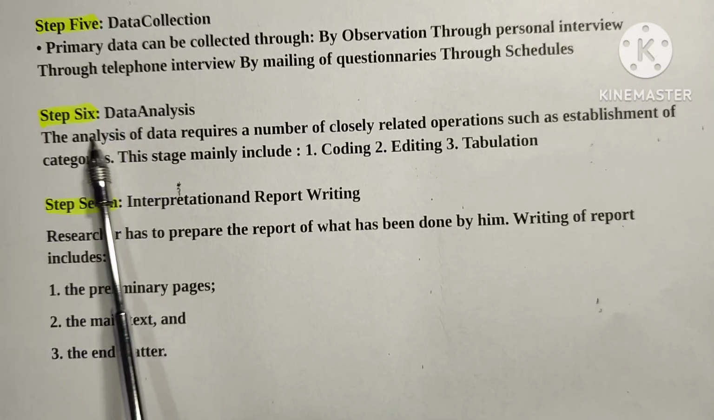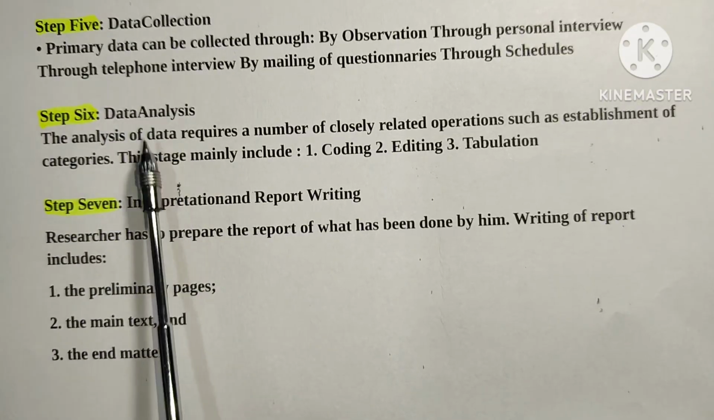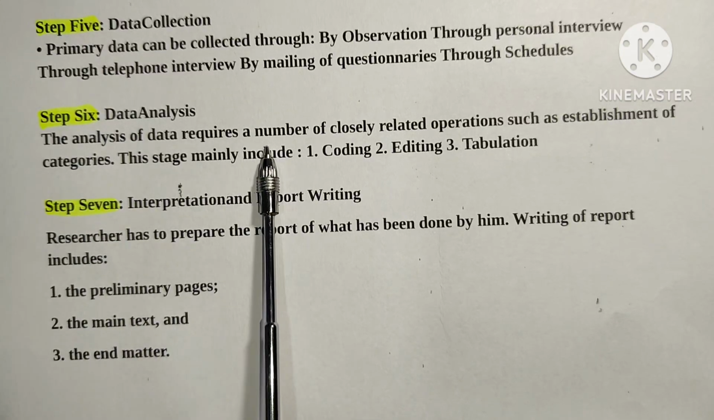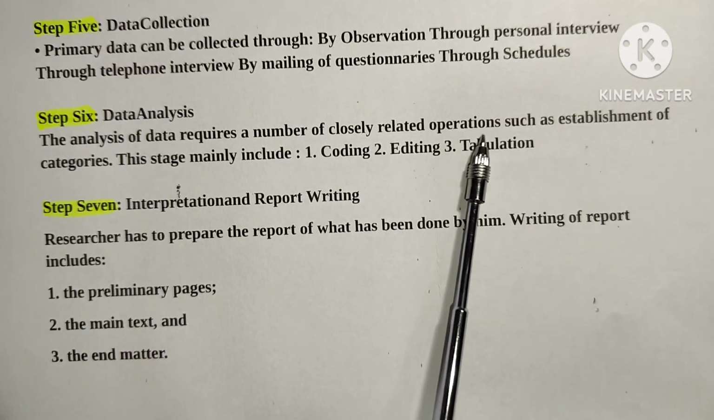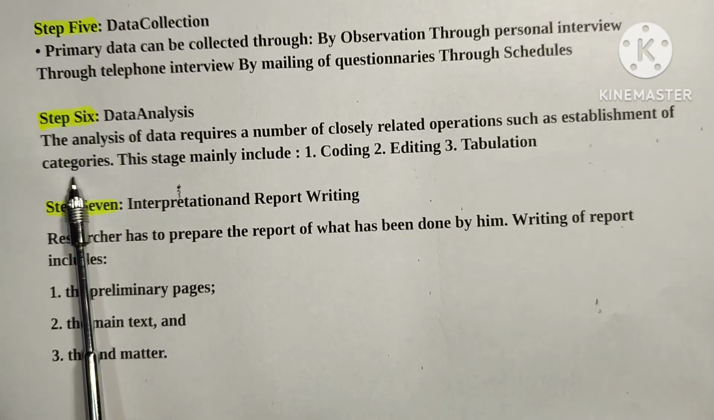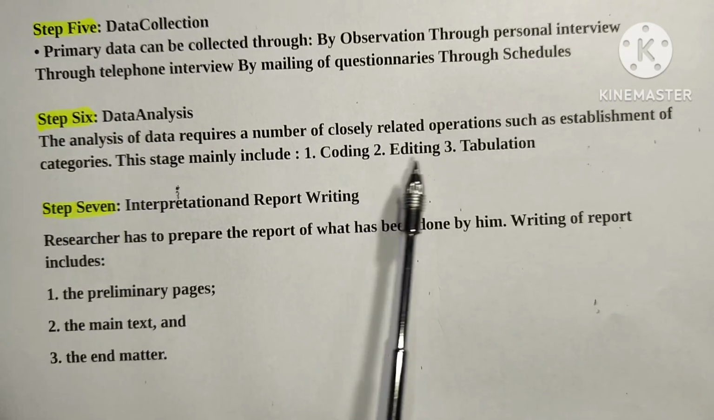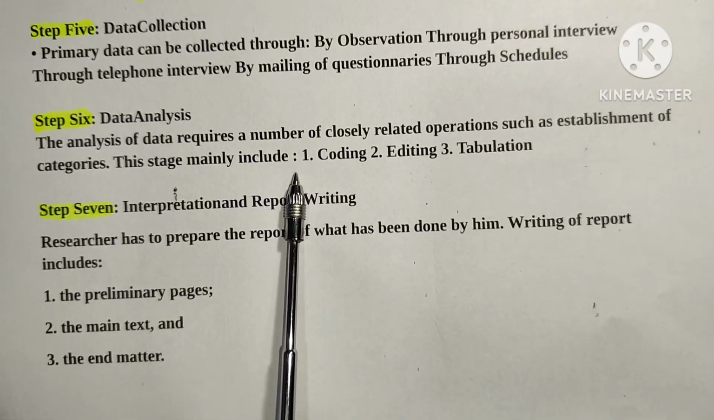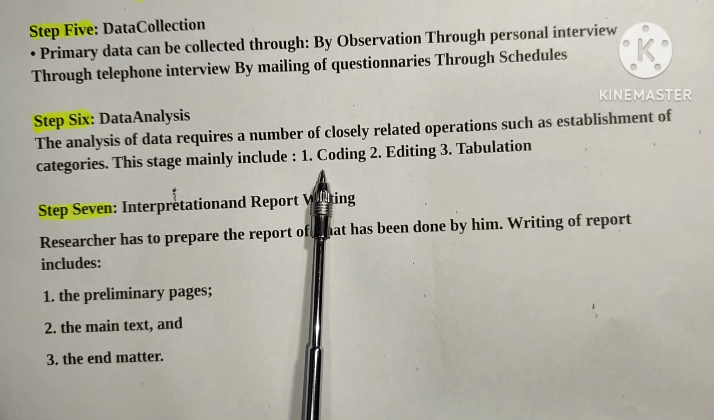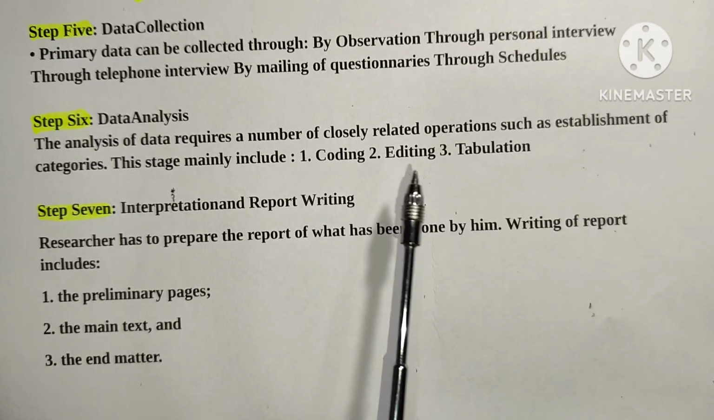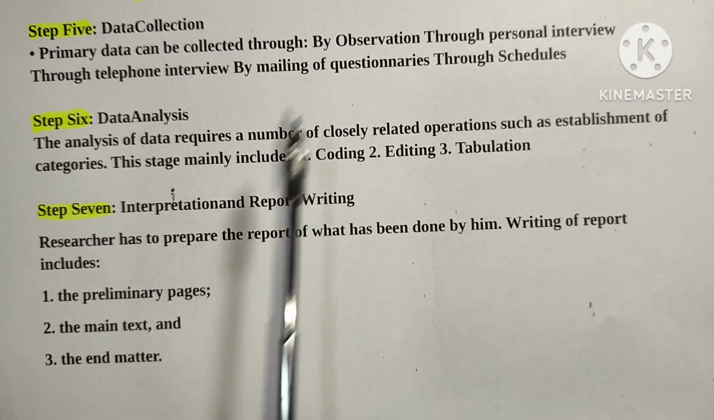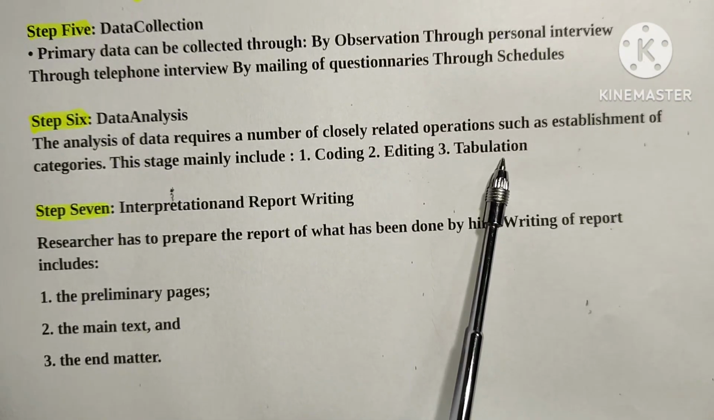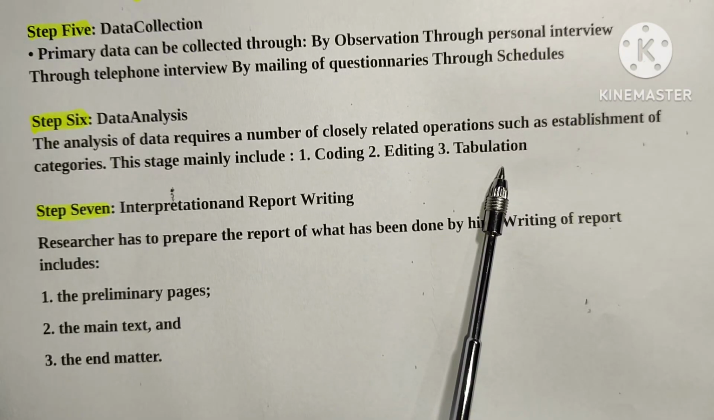Next, step 6, data analysis. After collecting data, analysis has to be done. The analysis of data requires a number of closely related operations such as establishment of categories. This stage mainly includes coding, editing, tabulation. For this data analysis, we need to have knowledge about statistics, research statistics: how to code the data, the answers whatever we get from the questionnaires, how to code it, editing, and representing these in the form of a table, tabulation form.